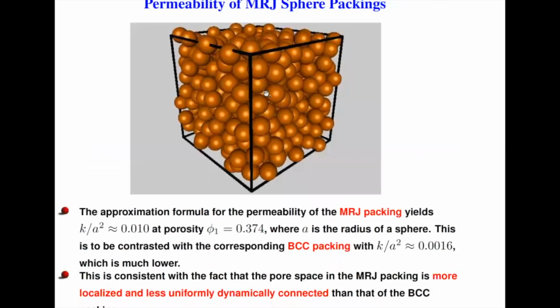Okay, now I'm going to take the MRJ sphere packing that I showed you earlier, and I'm going to apply the formula to this. And when I make the permeability dimensionless with the radius squared of the particle, this is the fluid permeability, 0.01 at this porosity. And I'm going to compare that to the BCC packing, which is about an order of magnitude less. Okay, so this is all consistent with the qualitative picture that I laid out before.